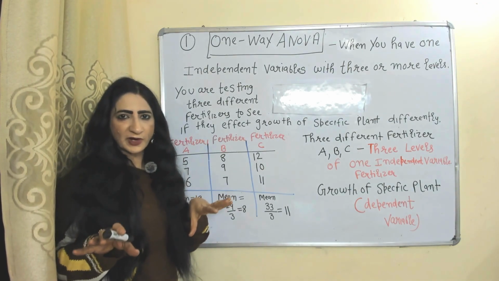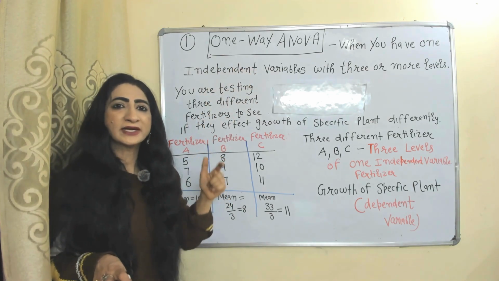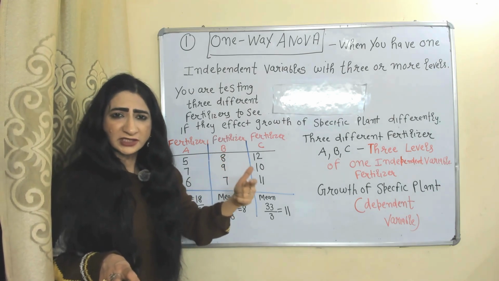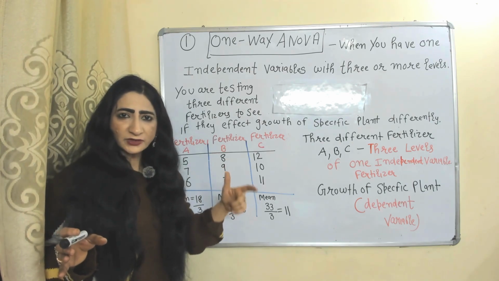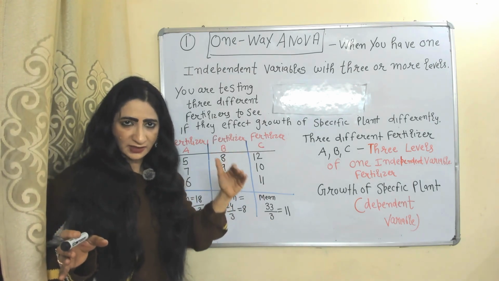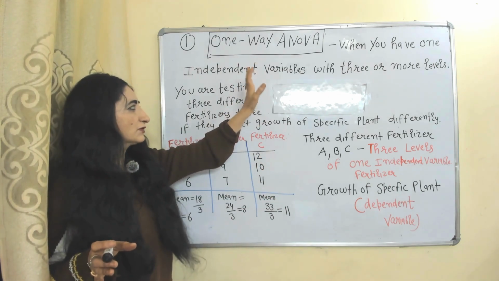There are two types of ANOVA. First is one-way ANOVA. When you have one independent variable with three or more levels, it is called one-way ANOVA.